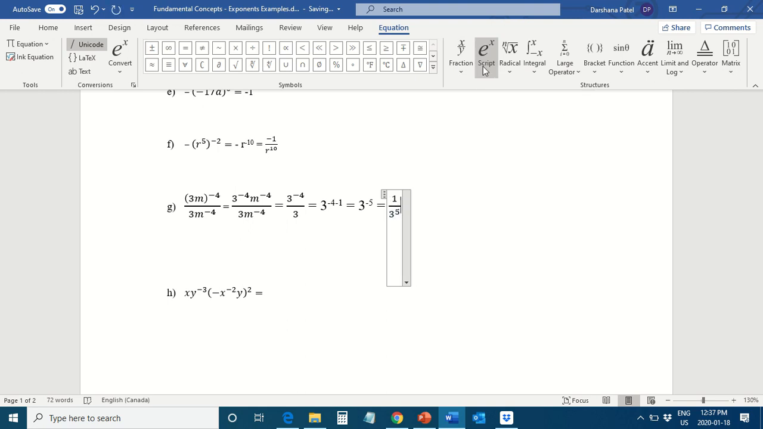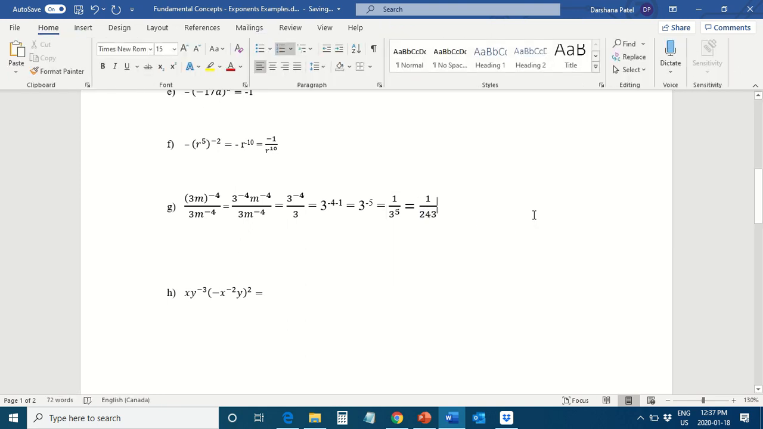Which you can, if you like, leave it like that, or you can simplify it to be 1 over 243. That would be your answer to that particular example.